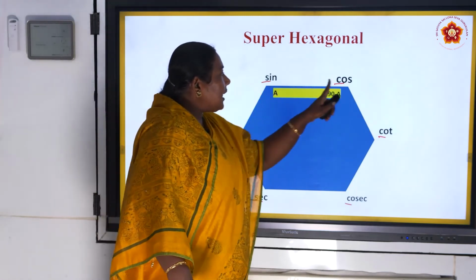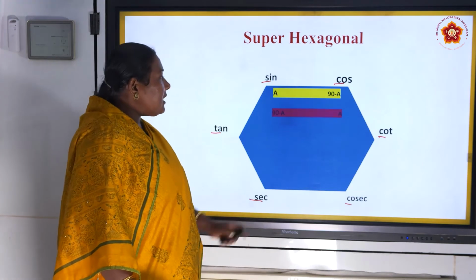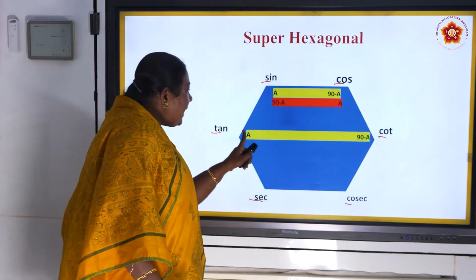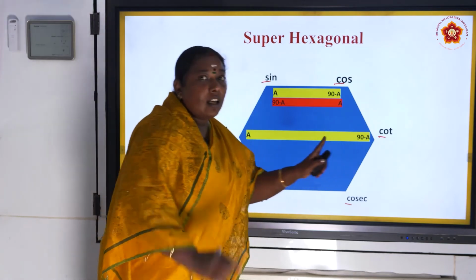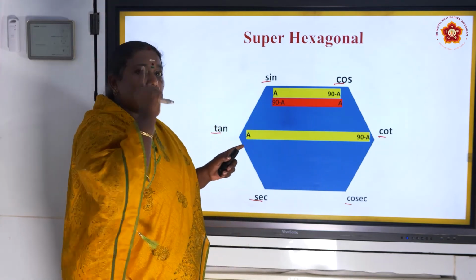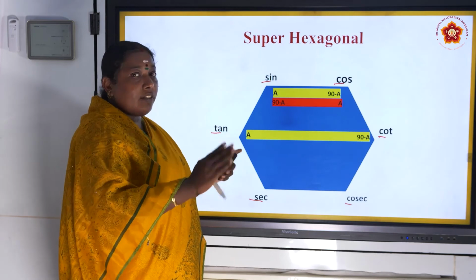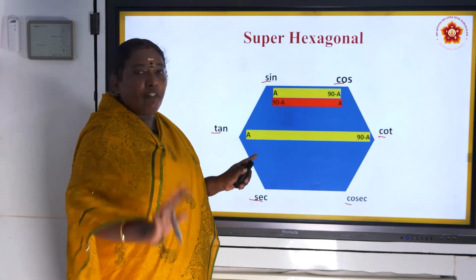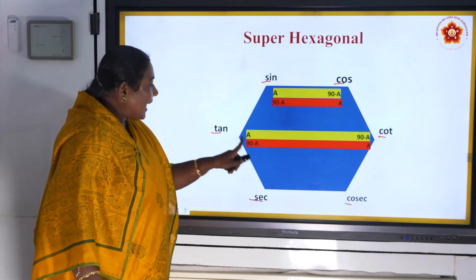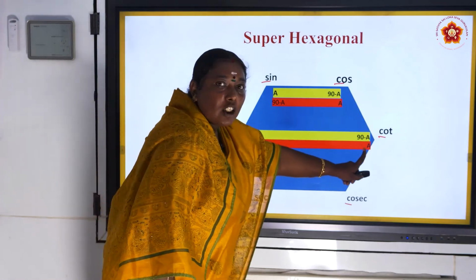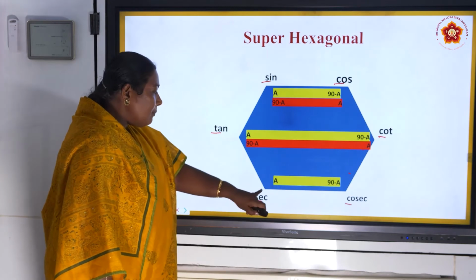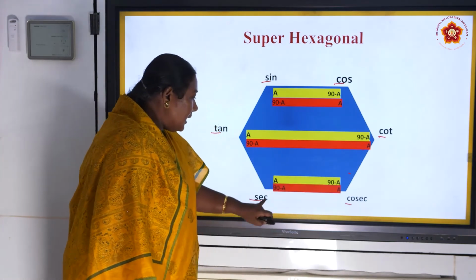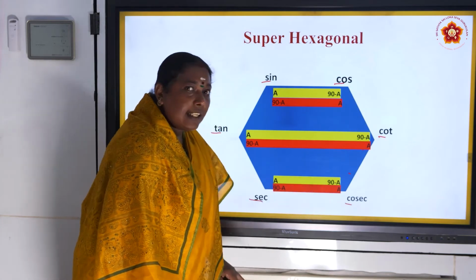If sin is A, cos is 90 minus A. If sin is 90 minus A, cos is A. Tan is A, then cot is 90 minus A. Always when you are doing the trigonometric complementary angles, draw this super hexagonal, you will get all the answers perfectly. Next, when tan 90 minus A, you will get cot A. The same thing for secant A and cosecant 90 minus A. Secant 90 minus A is cosecant A.